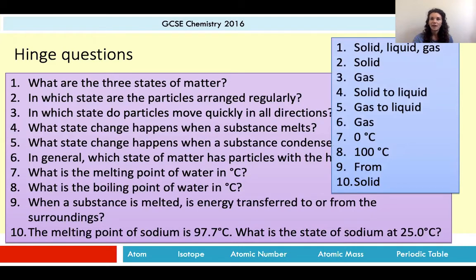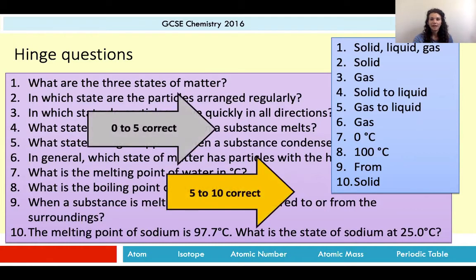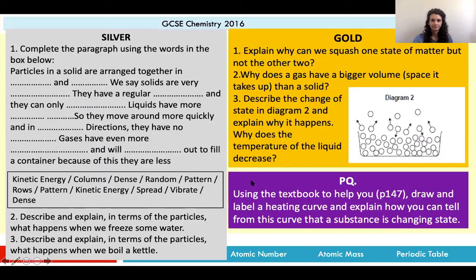Well done. So if you can use the mark scheme then to self-mark your answers. All right, so I won't go through them. You use that mark scheme there and you can mark your own answers. So ticking or crossing your own answers. Well done. Okay, so if you got more than 5, you're going to have a go at the gold task in the next slide. If you've got less than 5, then you're going to have a go at the silver task in the next slide.